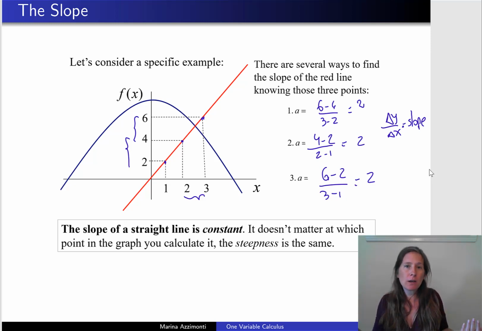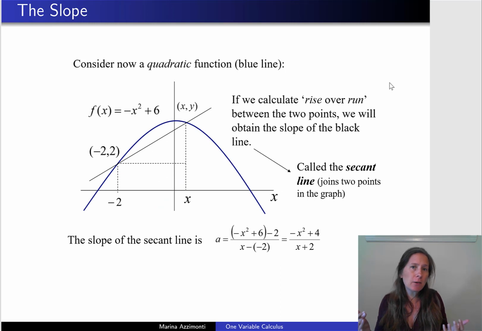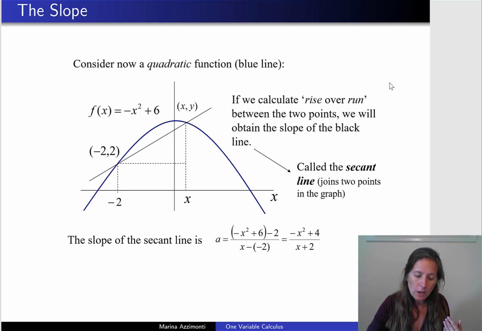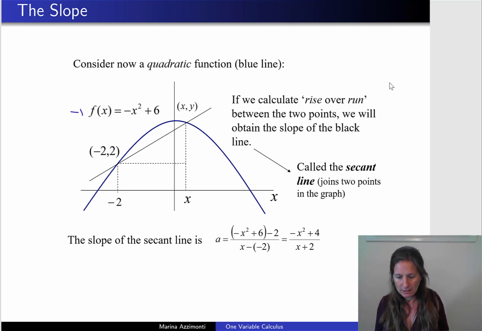So when you have a linear cost function, the marginal increase in production is going to be independent of the actual level at which you are producing at the moment. Now let's think about what happens with a quadratic function, and this is going to introduce us slowly to the idea of differentiation. Let's say we have the following blue line, which is a quadratic function that passes through 2 points, (-2, 2) and this point x, and the equation of our quadratic function is minus x squared plus 6.